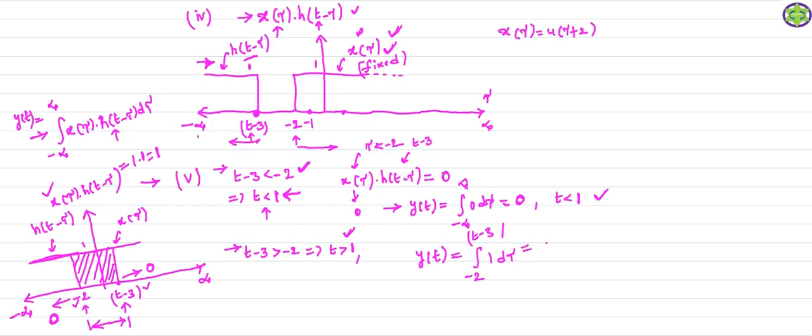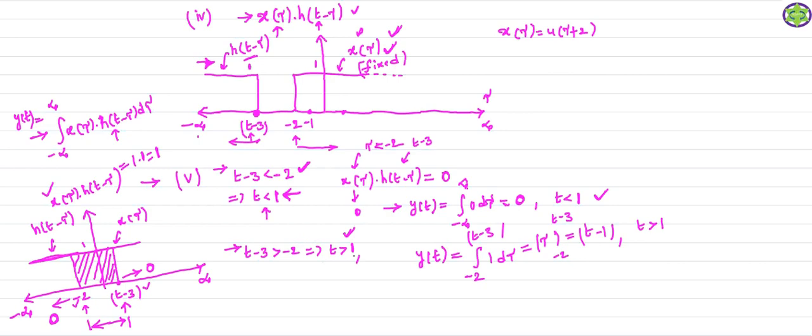Now what is the result? The integral of 1 d tau is tau. So what about the limits, minus 2 to t minus 3? When you substitute the limits, the upper limit is t minus 3, minus of minus 2, so you will get t minus 1. This happens for t greater than 1.